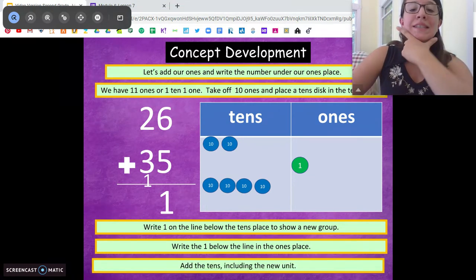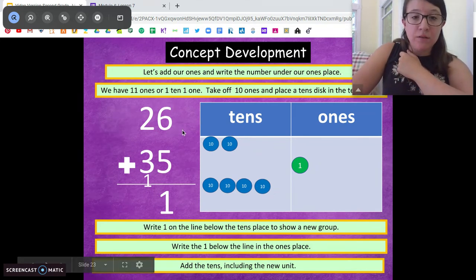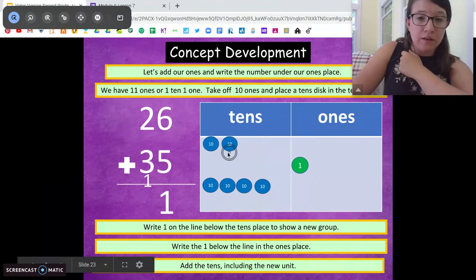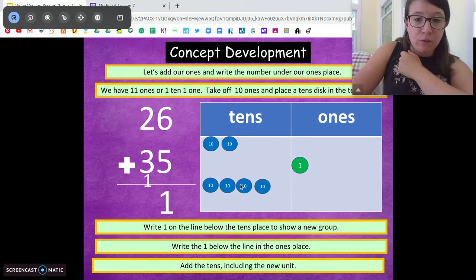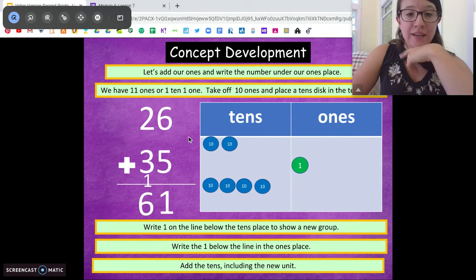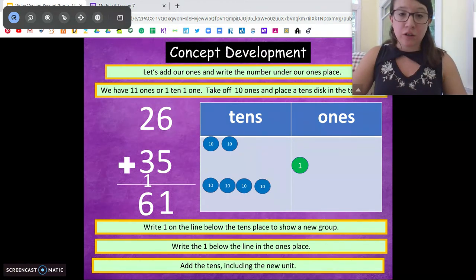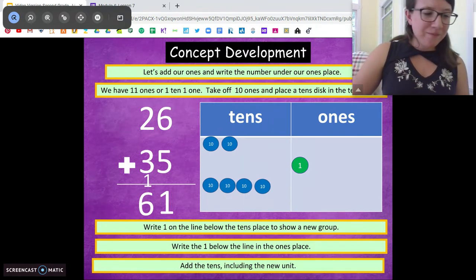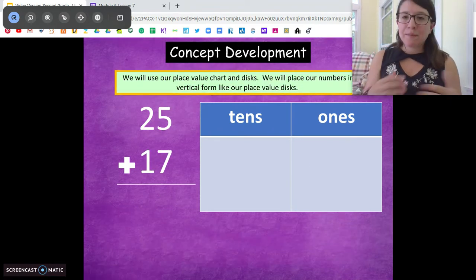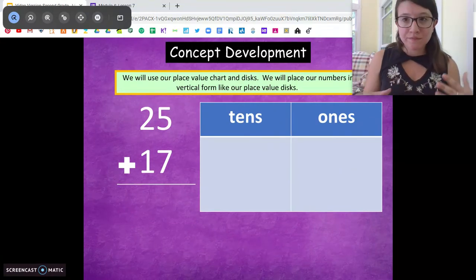Now, how many 10s do we have? Add that new 10 in there. So we have 2 plus 3 plus 1. 1, 2, 3, 4, 5, 6. We're adding that extra 10 in. 2 plus 3 is 5, plus 1 more is 6. So 26 plus 35 is 61. Excellent job. Same thing we did yesterday. You can move them over to make new 10s.